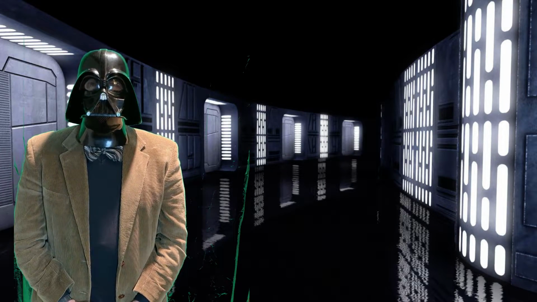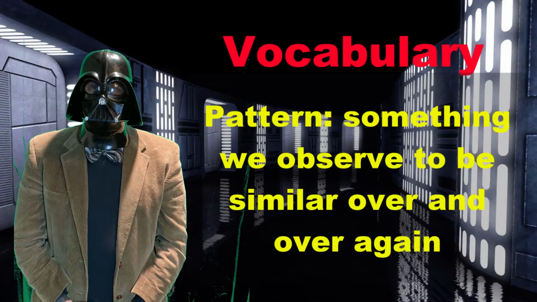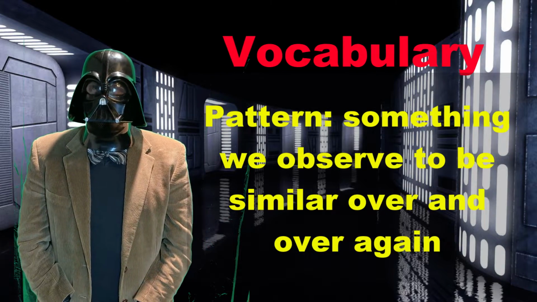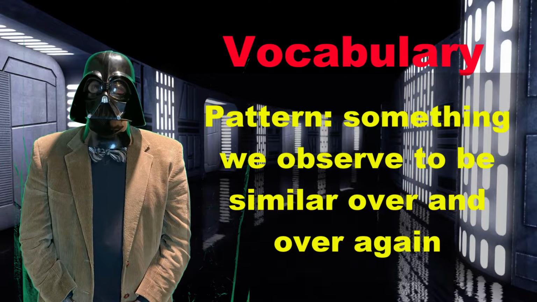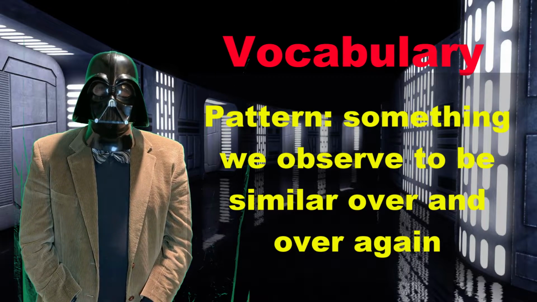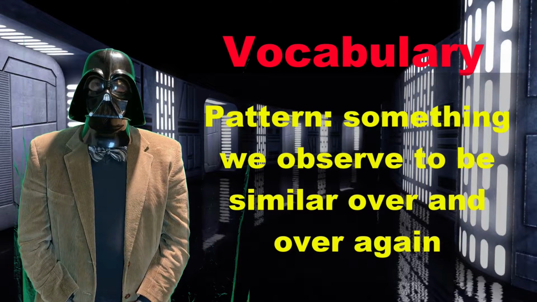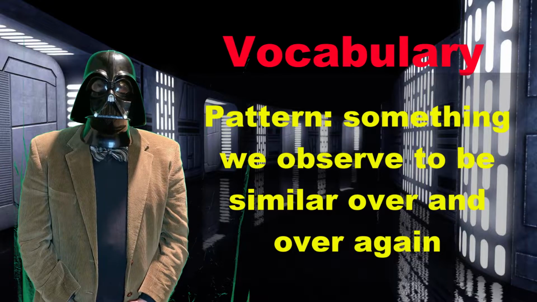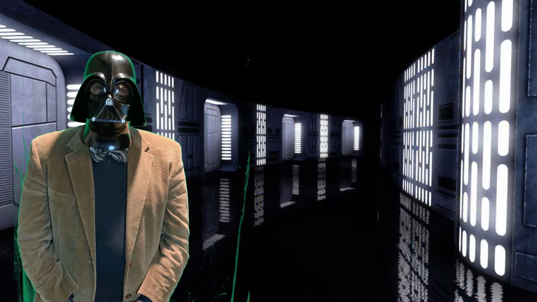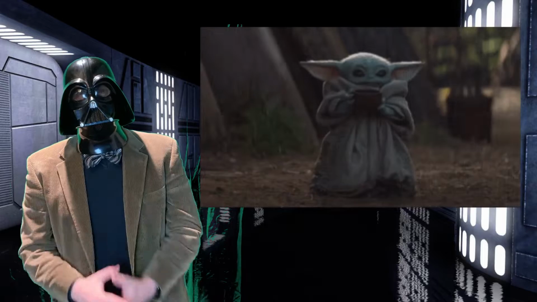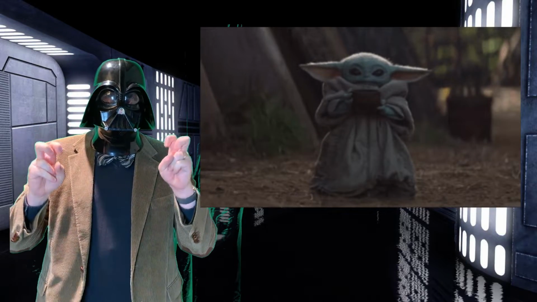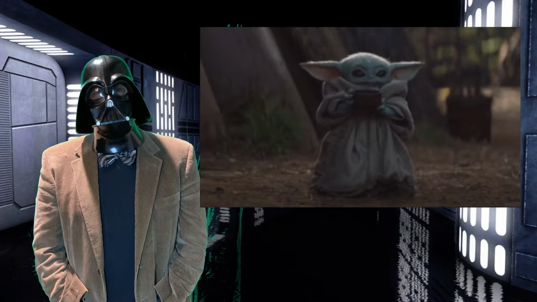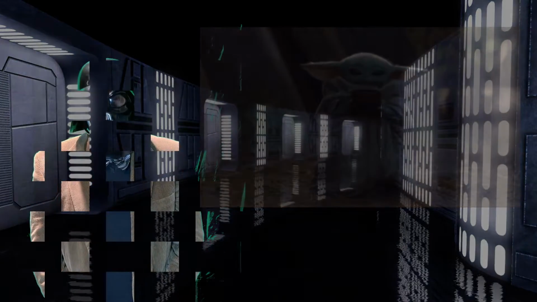In fact, that term pattern is a vocabulary word. So let's go ahead and open up our science journals and let's write down the word pattern. Pattern is something we observe to be similar over and over and over again. It's predictable. So our definition of pattern is something we observe to be similar over and over again. Now, with that being said, let's jump to the lab to see an experiment where we're going to be seeing how hot and cold mix together to make our storms.